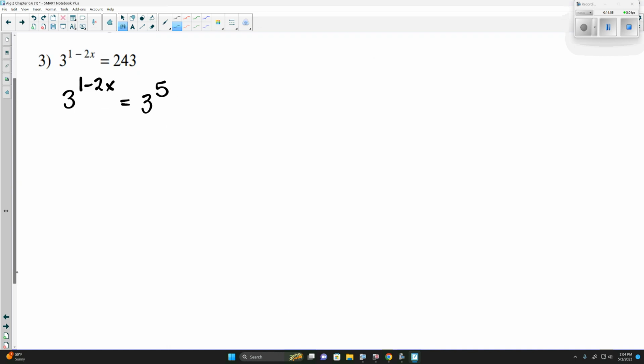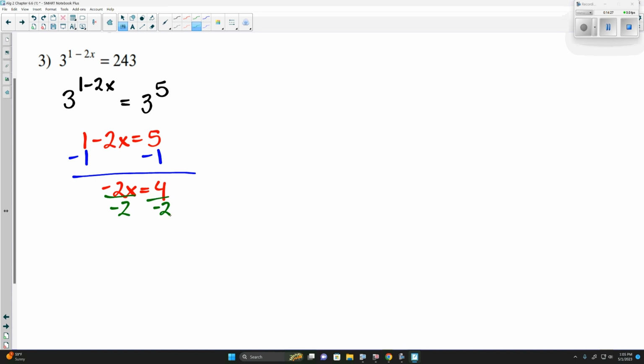So once we find that power, now we just need to set the exponents equal to each other. 1 minus 2x is equal to 5. And that's it. Any questions on this here? You ready for the next piece? Some more challenging stuff.